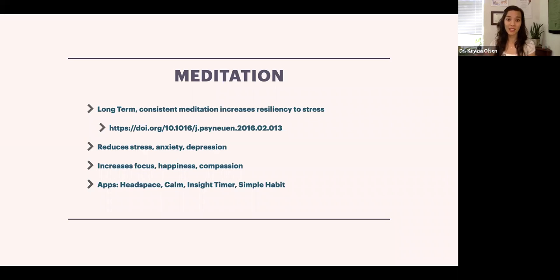And it reduces stress, anxiety, depression, right? Because it's just putting you into that parasympathetic nervous system response. All the different types of meditation have been shown to actually change the way that your brain works. So it actually increases focus, happiness, and compassion.